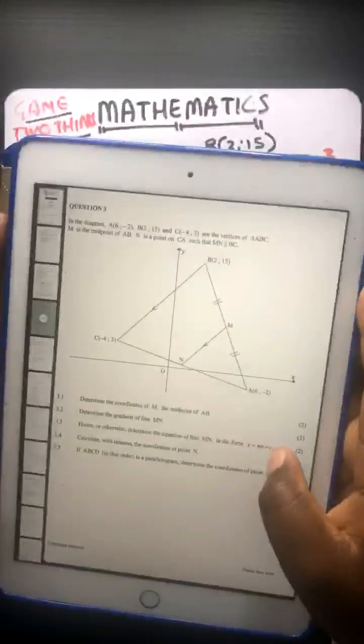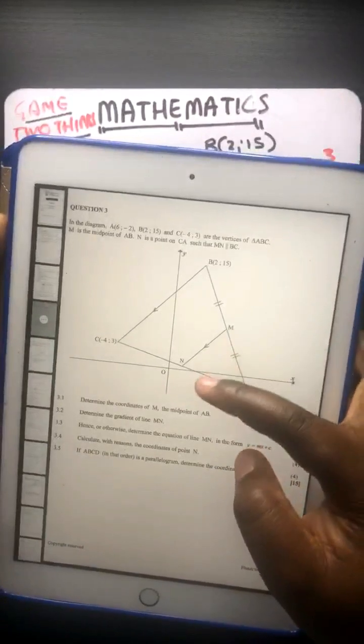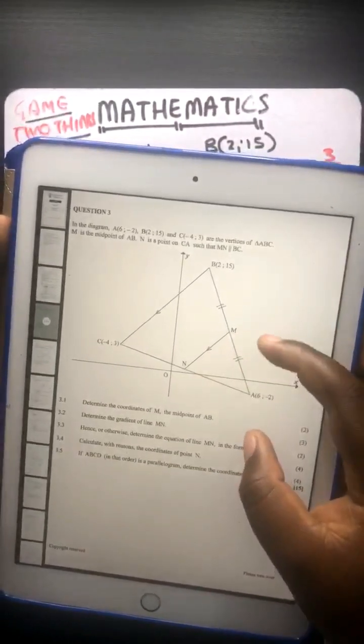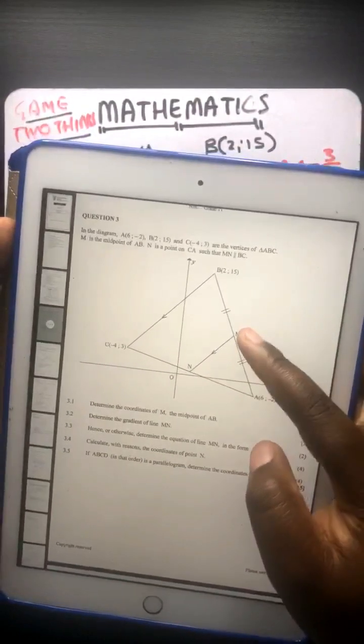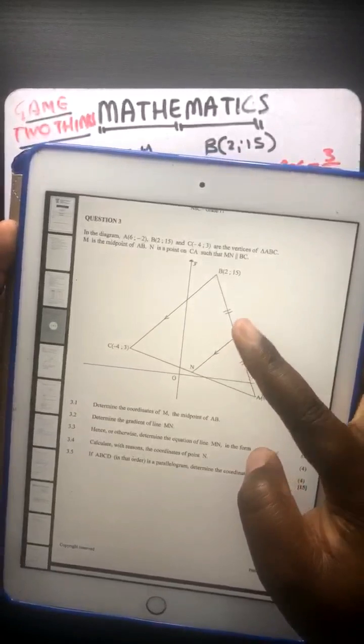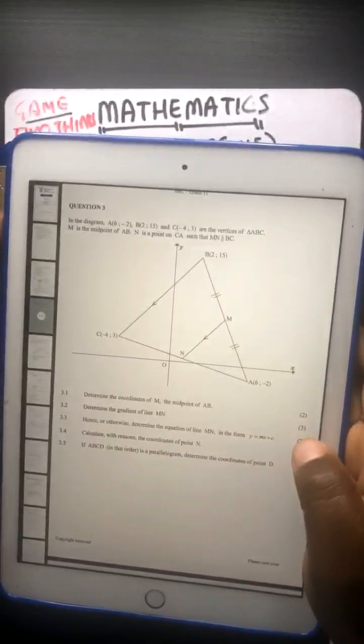Hence or otherwise, determine the equation of line MN in that form. Line of MN. There is M, there is N. Do I have two things? Since analytical geometry is a game of two things. Let's see. I have calculated M. I have just calculated the gradient. So that means I can easily work it out.